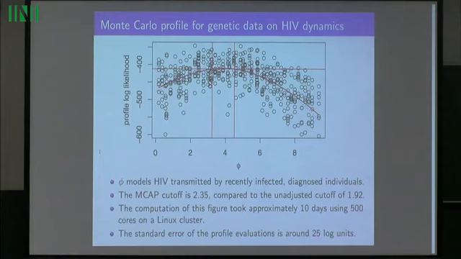If you were on a tighter budget, you probably could have spent less time on your computer and got an acceptable level of error quicker and cheaper. But okay, so the standard error of the profile evaluations is about 25 log units. So that's basically much bigger than the kind of inferential scale of 1 log unit.